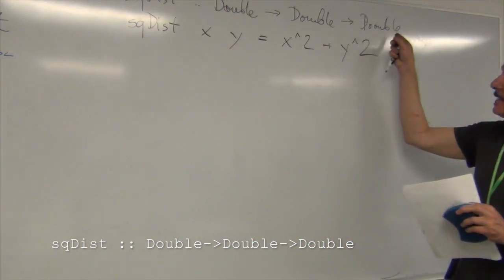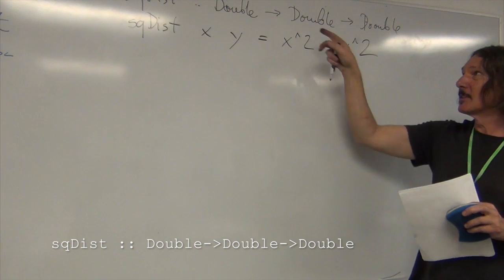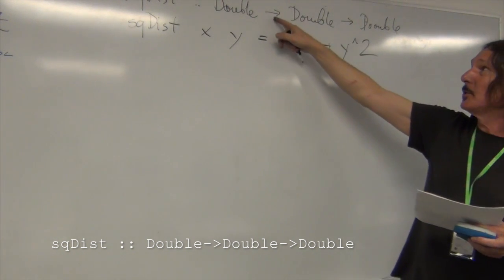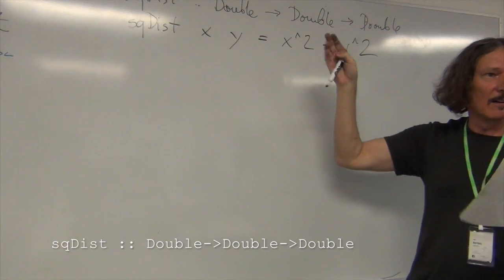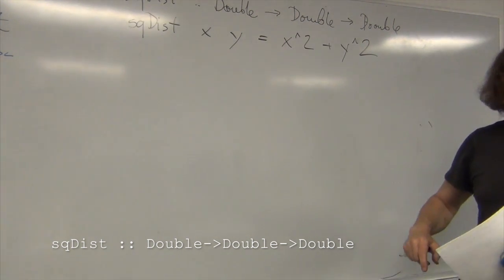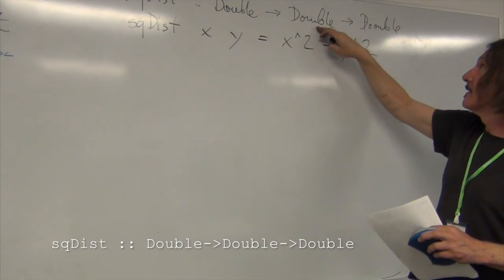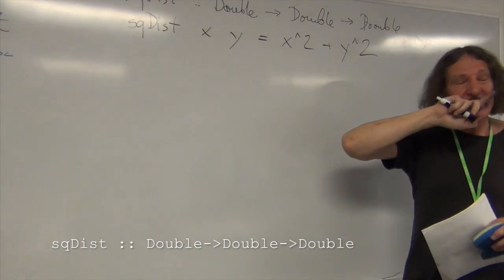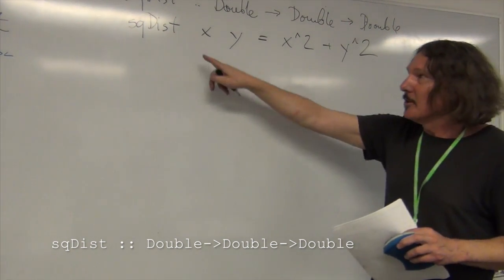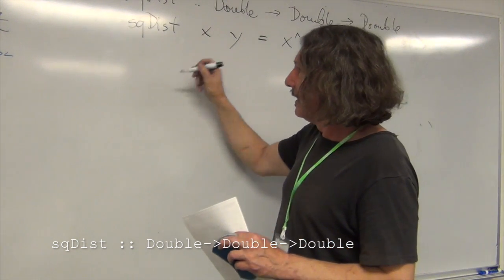Now, if you look at this, and I already told you this is kind of funny notation. Why do we have these two arrows, right? Why not separate these things nicely and say these are arguments and this is the result? Because it's not really true. Because you can partially apply this function in Haskell.